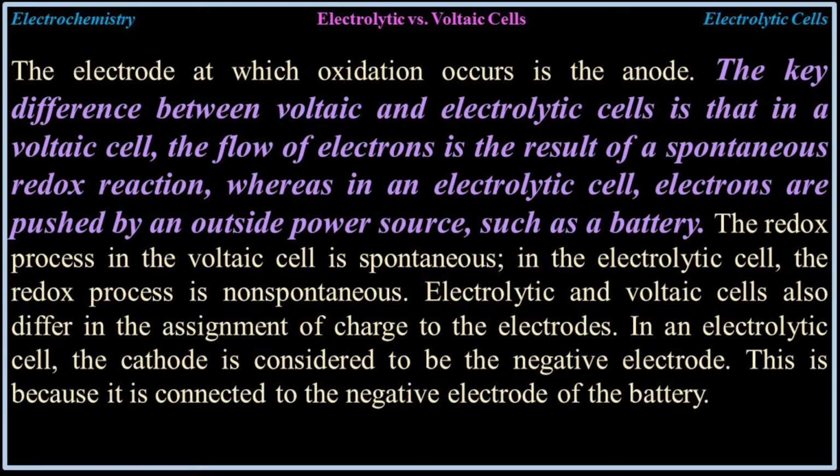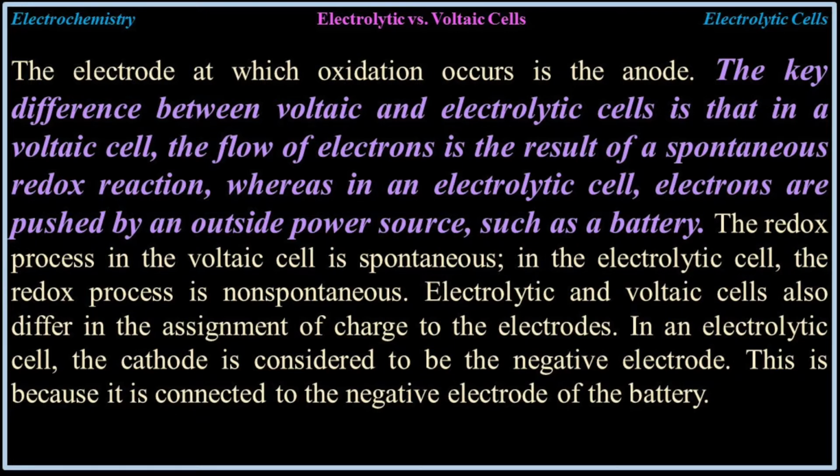The key difference between voltaic and electrolytic cells is that in a voltaic cell, the flow of electrons is a result of a spontaneous redox reaction, whereas in an electrolytic cell, electrons are pushed by an outside power source, such as a battery. The redox process in the voltaic cell is spontaneous. In the electrolytic cell, the redox process is non-spontaneous.